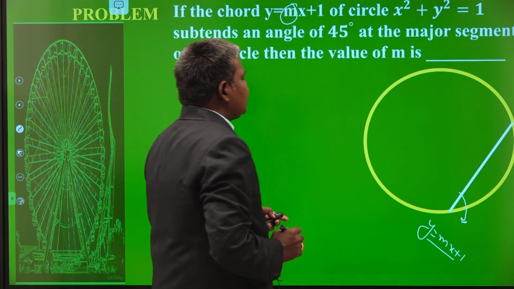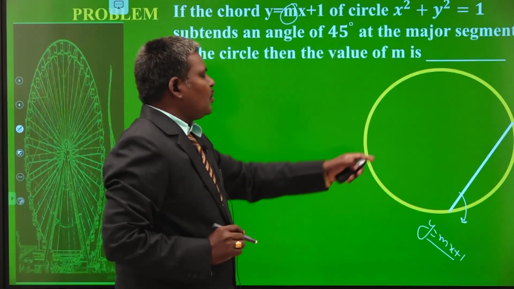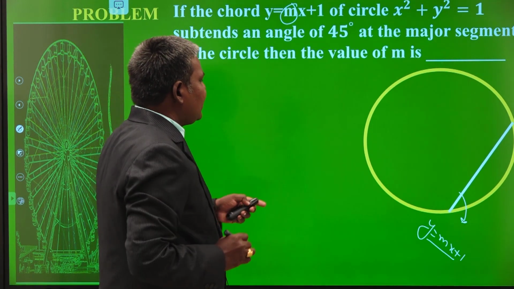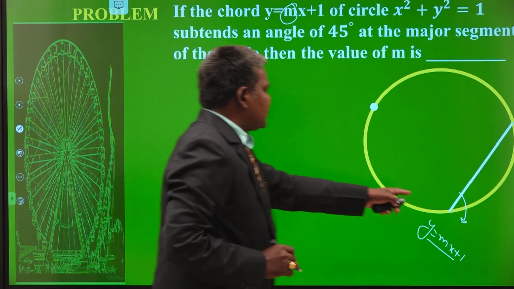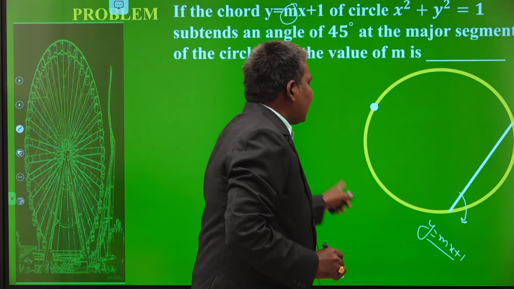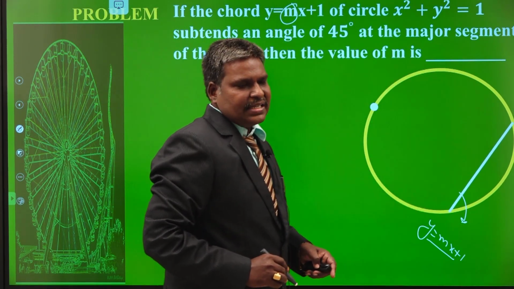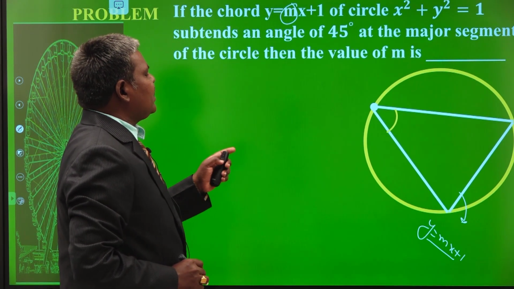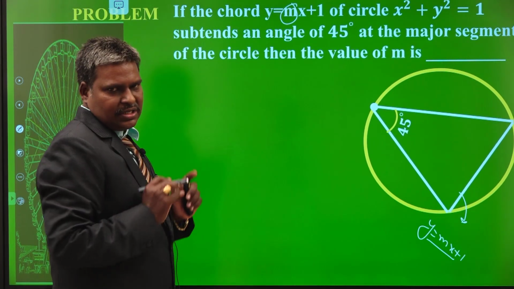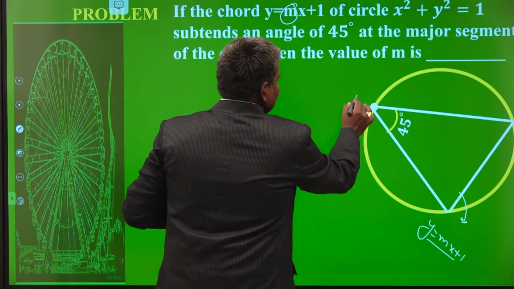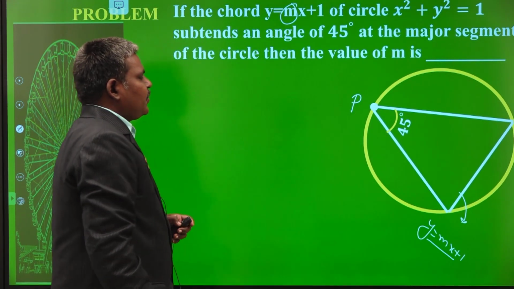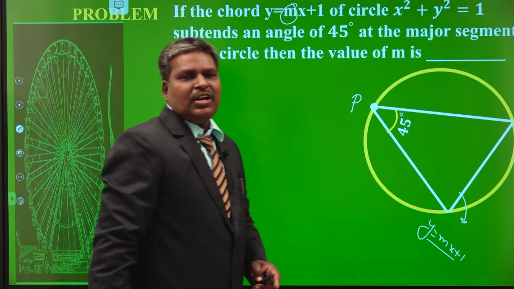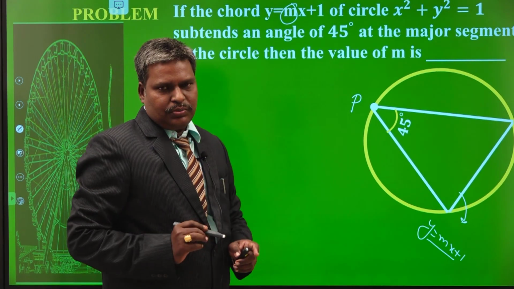This is your chord y is equal to mx plus 1. What is the role of this chord? It makes an angle 45 degrees on the major arc of the circle. This is the major arc. This is the chord. The entire thing is said to be the segment, the major segment. This is your point, say P, that makes an angle 45 degrees as shown in this figure. What you are going to find out is the value of m. This is the information given to you.